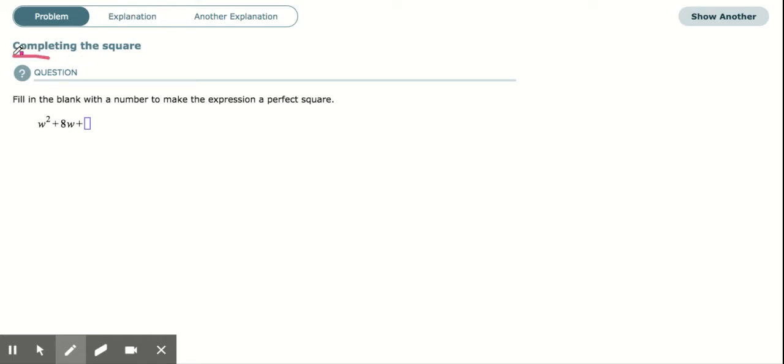Hello, this video is going to be on the ALEKS topic, completing the square. So we're supposed to fill in the blank with a number to make the expression a perfect square. And the expression is w squared plus 8w plus blank.